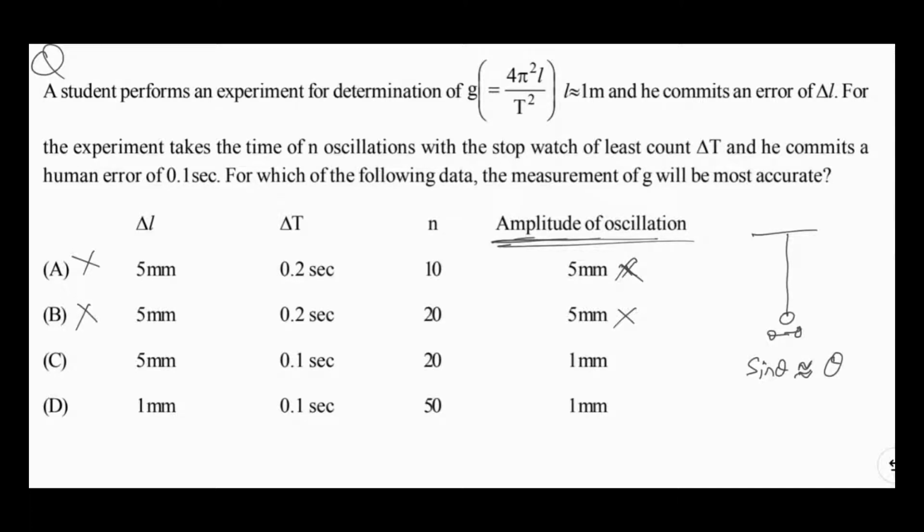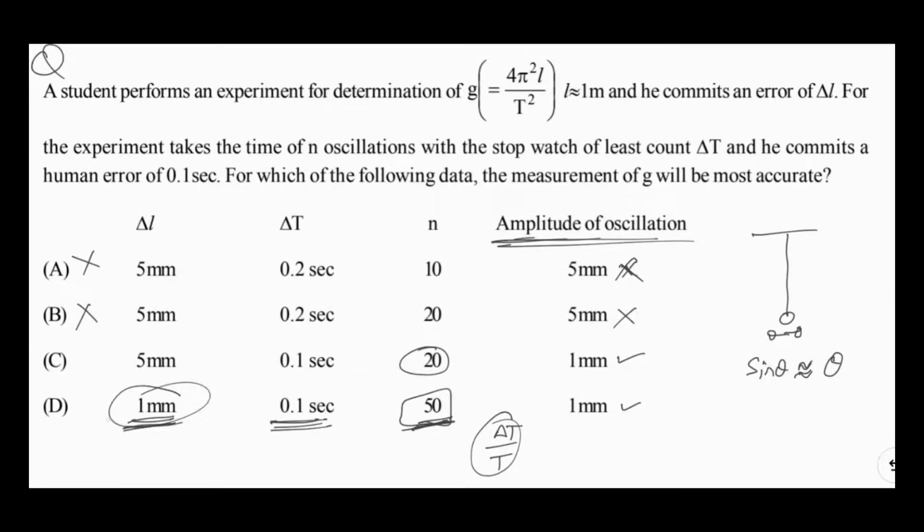Now for options C and D, the amplitude is the same, but the number of oscillations for which the time is measured is 20 in option C, and 50 in option D, and there is also a smaller error in length in option D. So here time is measured for more oscillations, so this error in time is spread over more time periods. So definitely the relative error in time period will be least, because there is more measurement of time here. That's why the error in time will be least.